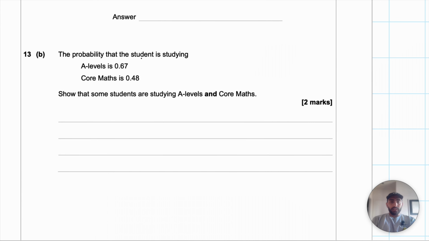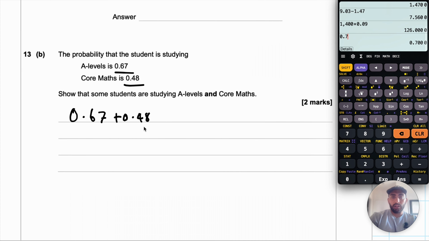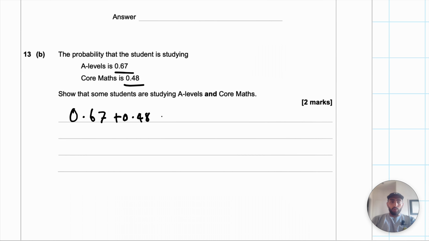Part B, the probability that the student is studying A-levels is 0.67 and core maths is 0.48. Show that some students are studying A-levels and core maths. So one way to do this is if we add up both of these numbers, we have 0.67 plus 0.48. It's going to give us an answer larger than 1. So 0.67 add 0.48 gives 1.15. And you would have to say that this is greater than 1. And it's not possible to have a probability greater than 1, so that means there must be some overlap.